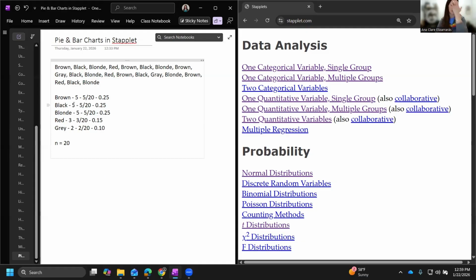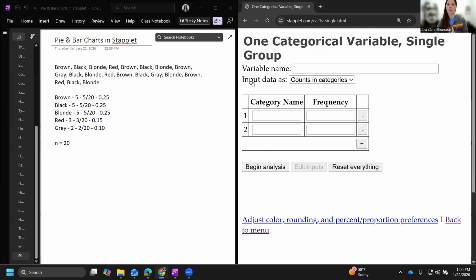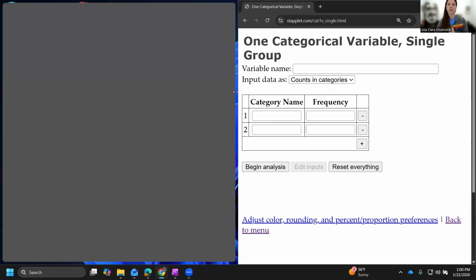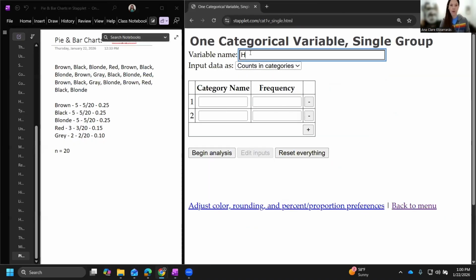So let's represent this in Stapplet. That's how you would do it by hand. These are categorical, and I have a single group, so I'm going to go to one categorical variable, single group. And I'm going to move this over a little bit, and I'm going to call this hair color.